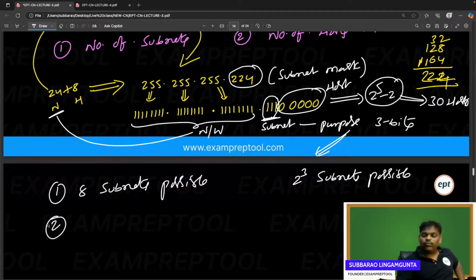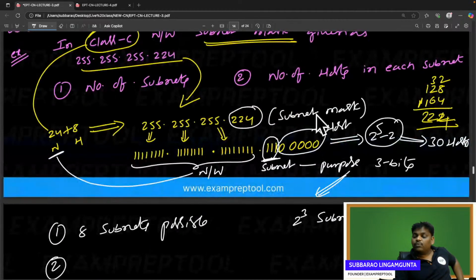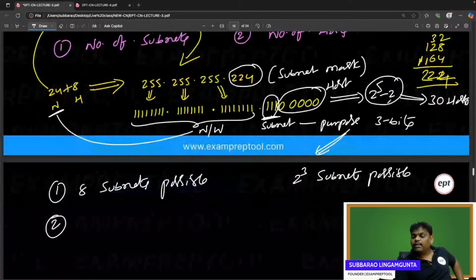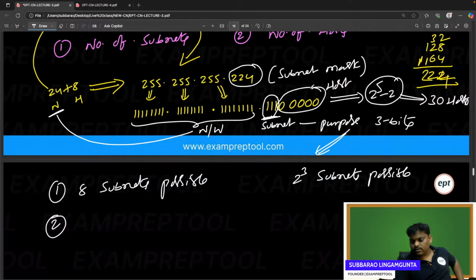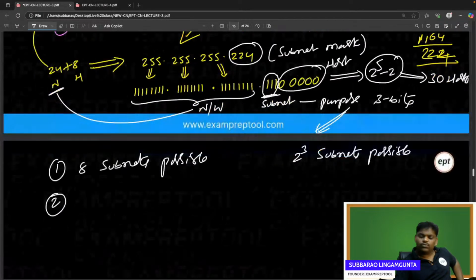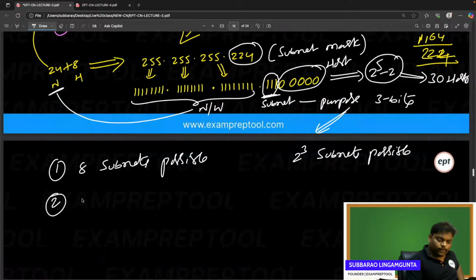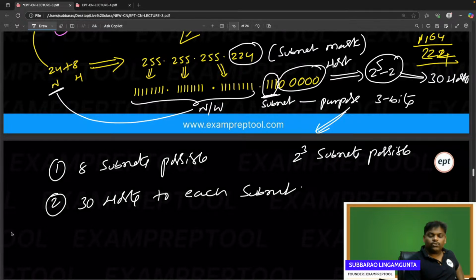Question number 2, if you observe: number of hosts in each subnet. I think host purpose is 5 bits. 2 power 5 is 32 minus 2, 30 hosts. 30 hosts to each subnet.